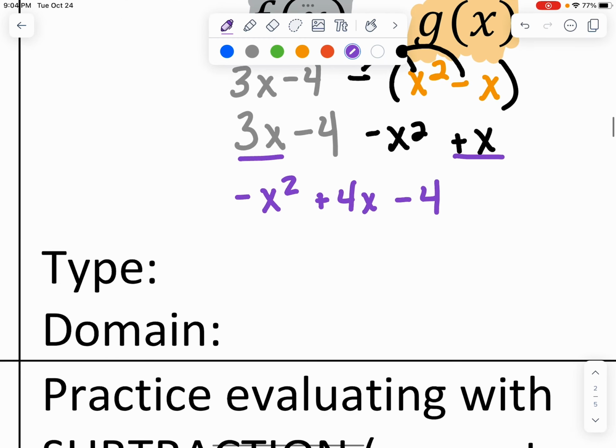Do you know what type this is? Hint, look at your biggest exponent. I'm gonna say quadratic. They should know that from chapter 4, when the biggest exponent is 2. Do you have any idea what the domain of quadratics is? It's all real numbers. Yes, again, because quadratics go forever left and forever right.